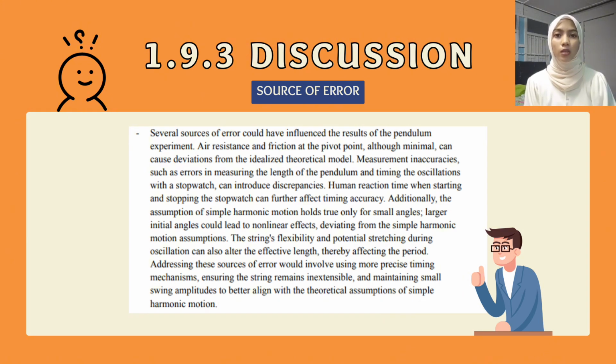Fourth, the angle assumption. A larger initial angle causes nonlinear effects, deviating from the simple harmonic motion assumption. And last, the string flexibility. Stretching of the string alters its effective length, affecting the period. To address these errors, we can use a more precise timing mechanism, ensure the string remains inextensible, and maintain small swing amplitude to better match theoretical assumptions.